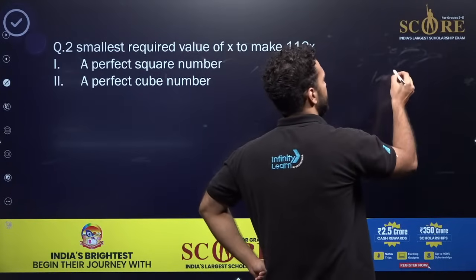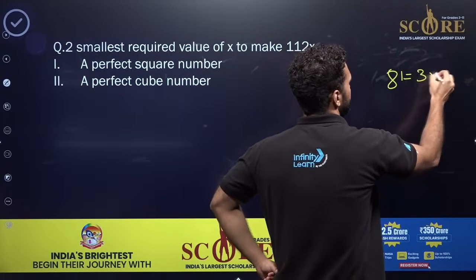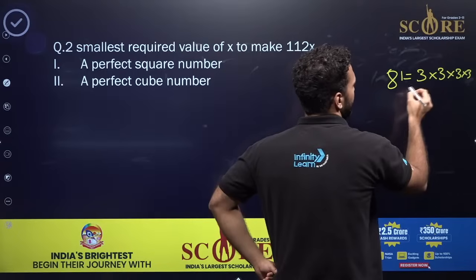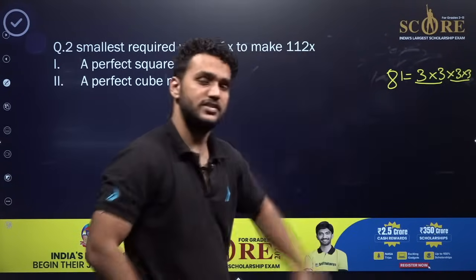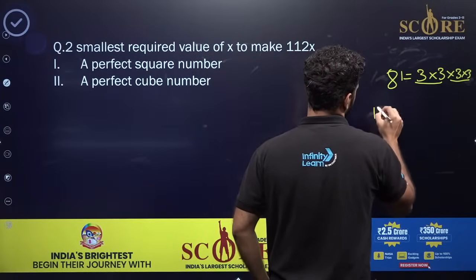Let me give you an example. Let's say we have 81. 81 can be written as 3 into 3 into 3 into 3. See, if I make pairs, I have one pair of 3, I have one pair of 3. I am getting pairs. This is a perfect square number. One more example. Let's take 144.